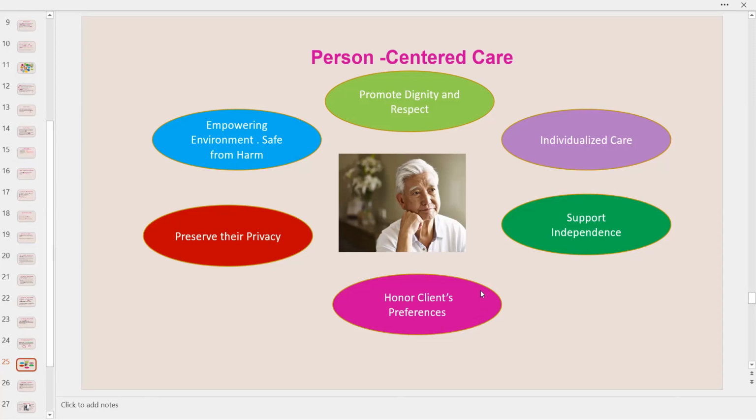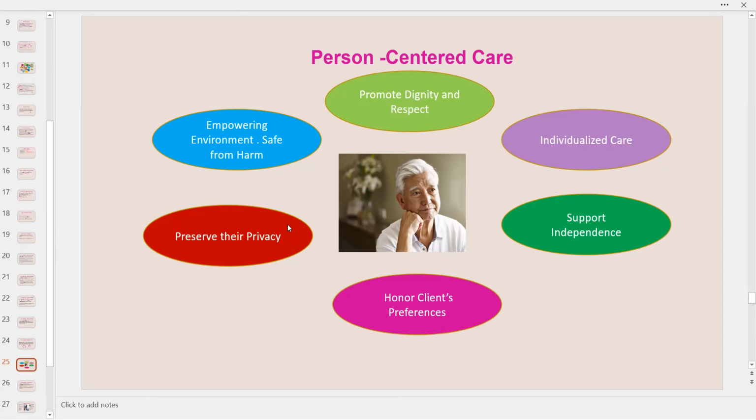We also honor the client's preferences, the type of clothes he wants to wear, the type of products he wants to use for his hygiene, the type of food that he wants to eat, and the type of recreational activities that he wants to get involved in.